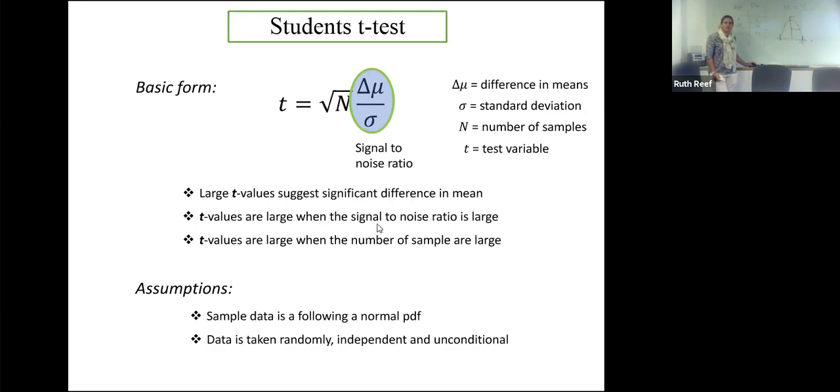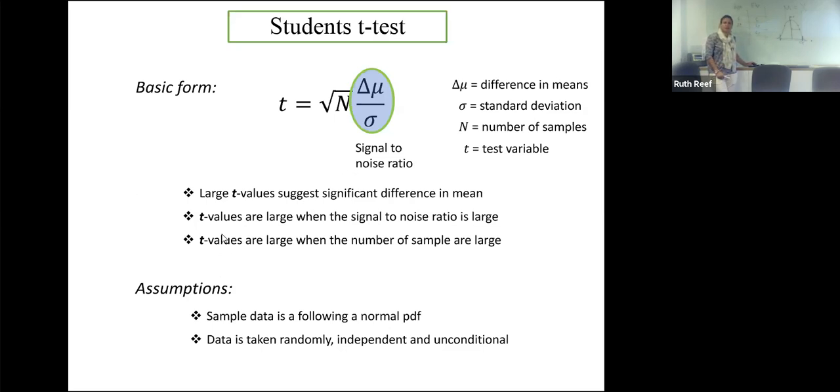T-values are large when the signal-to-noise ratio is large. So here's my signal, the difference in the mean. Here's my noise, the standard deviation. I can get a very big difference in the mean, but like we saw before, if they're spread all over the place, it's very hard to detect.